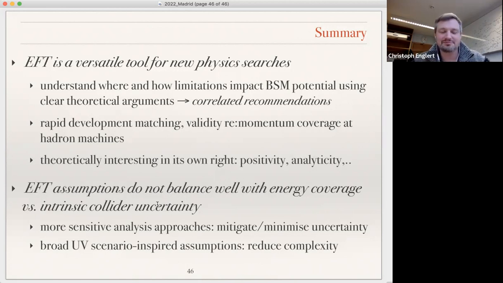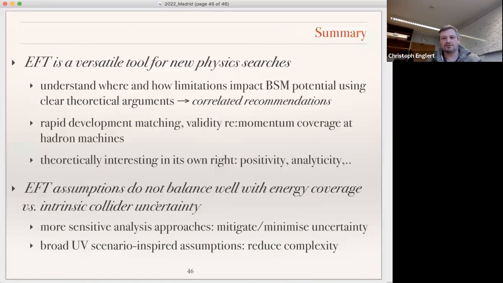But there's rapid development in how we can match certain theories to the effective field theory. People are discussing this beyond dimension 6, which is interesting in its own right due to positivity and analyticity as well. You're probably talking to your colleagues in Granada about that anyway. But what's important is that EFT assumptions do not balance very well with the expected energy coverage that we can get at the LHC. You're removing new particles to beyond what the LHC can probe for that to be a valid approach, and then uncertainty can come around the corner and really bite your bum.